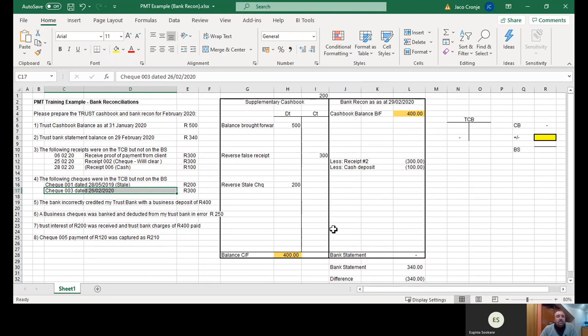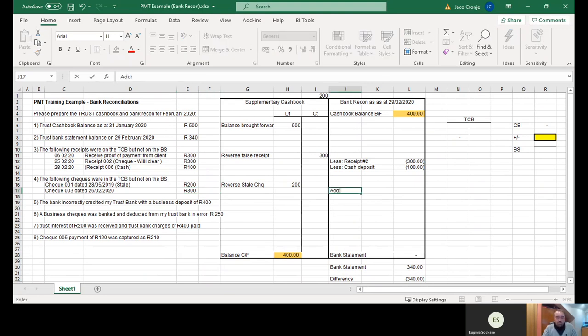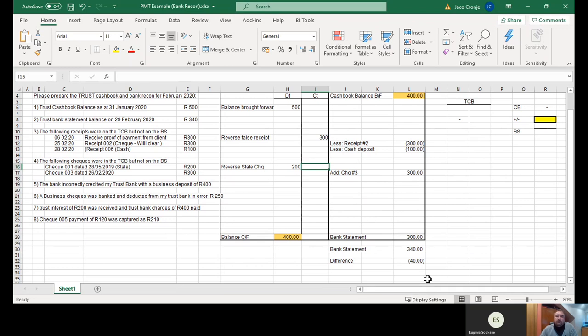Okay. Let's look at the next one. Check number 3 dated the 26th of Feb. So 3 days before our month end, we gave a check to a client. Do we believe that the client will still bank it in future? And the answer is yes, we do believe they will still bank it in future. And we will believe that for the next 6 months until that check becomes stale. So check number 3, we are then going to add to our bank reconciliation. So we will say add check number 3, and we will add 300 rand over there. Okay, so at this point, we still do not reconcile, but we are getting there. There's still more info that we need to analyze.